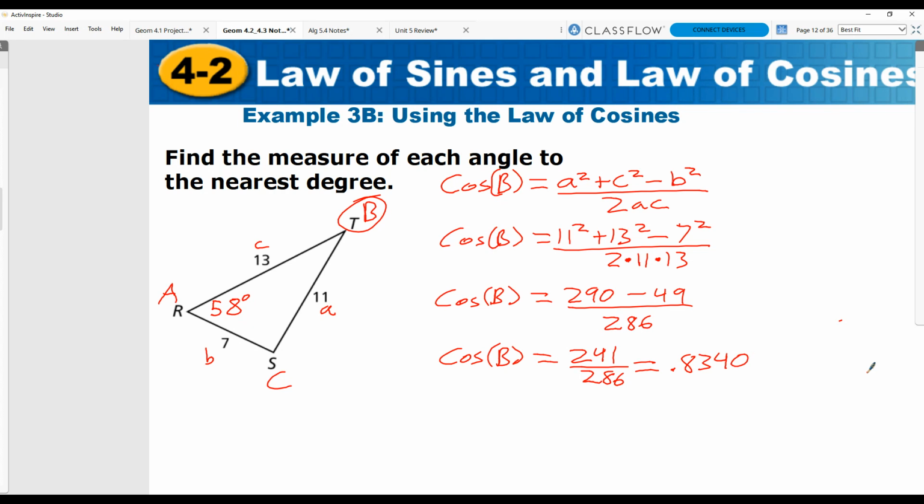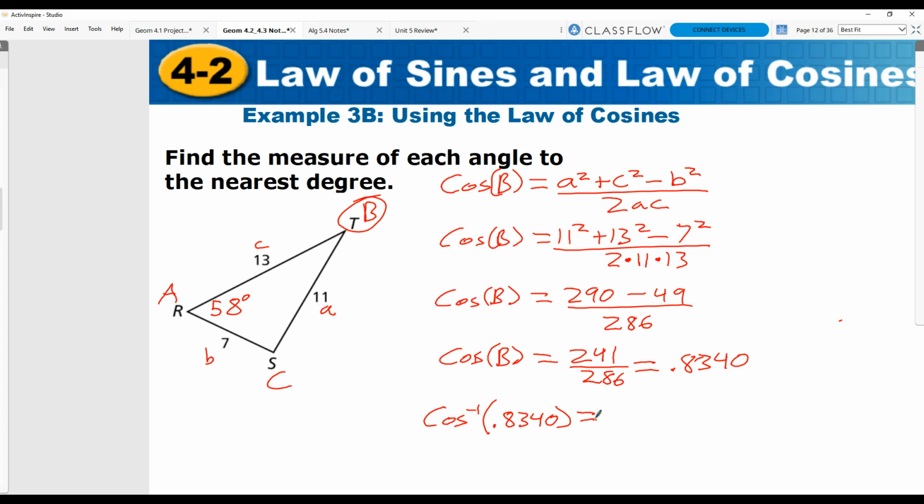0.8340. So what that decimal number represents is what our cosine ratio for B comes out to be. Now we just need to switch this ratio into an angle size. So we're going to use our inverse cosine on our calculator. So cosine, the inverse, so put that -1 there, of 0.8340. And then we'll just calculate what that comes out to be.